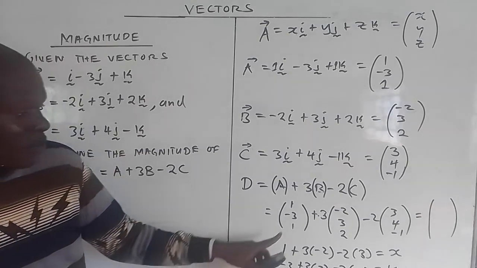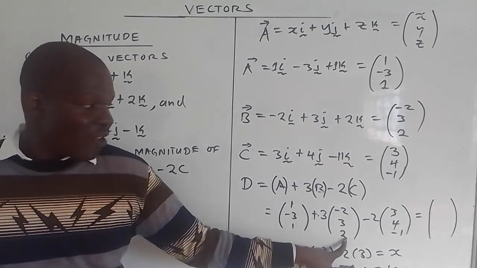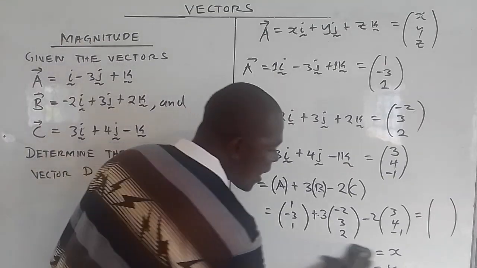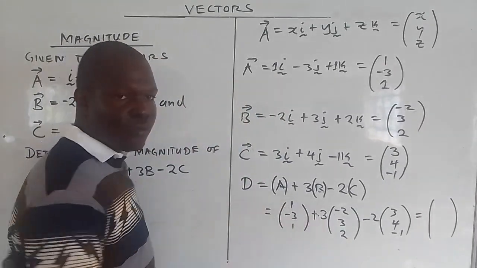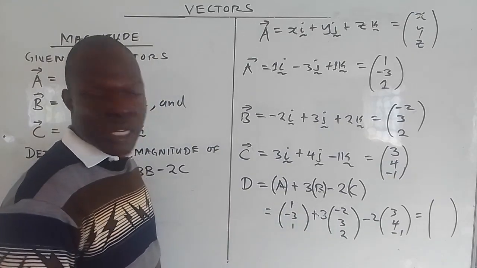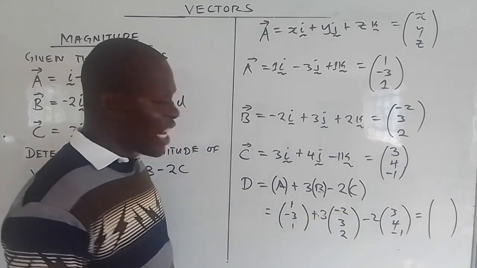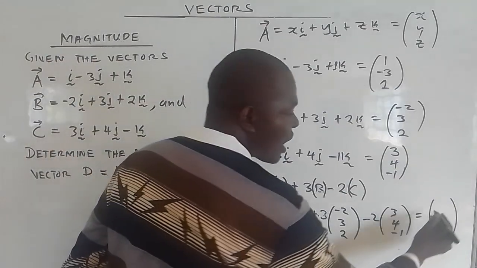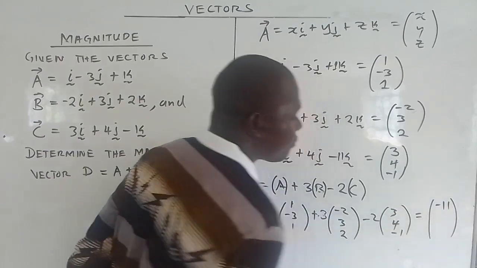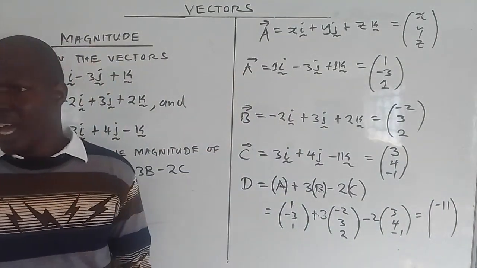You do the same for z: 1 plus 3 times the z value, minus 2 times the z value, isn't it? What do you get? Start with the x. What have you found for x? This is 1. 3 times negative 2 is negative 6, isn't it? Then negative 2 times 3 is also negative 6, isn't it? So you get negative 11. What do you have there? Negative 11. Are we together?